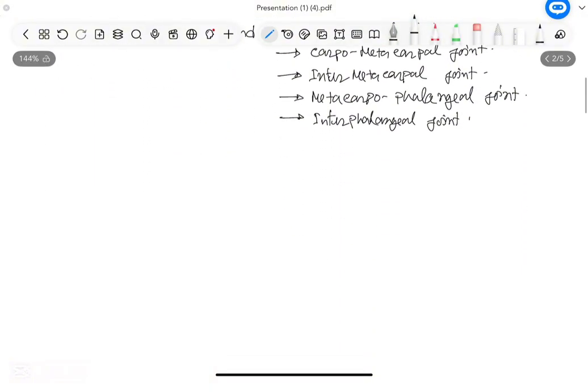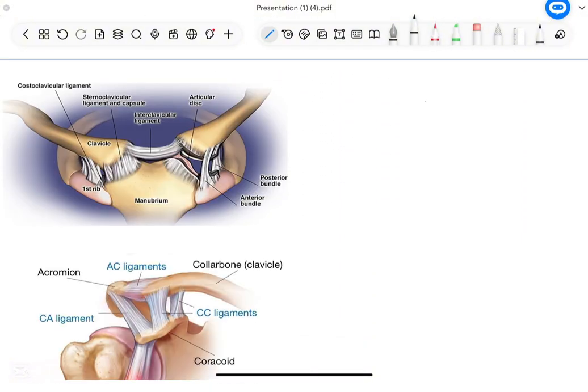Now let's start from the very beginning. We are going to start with the sternoclavicular joint. On screen you can see the sternoclavicular joint. I am writing it in shortcut. So what type of joint is it? It is a compound and complex variety of synovial joint.